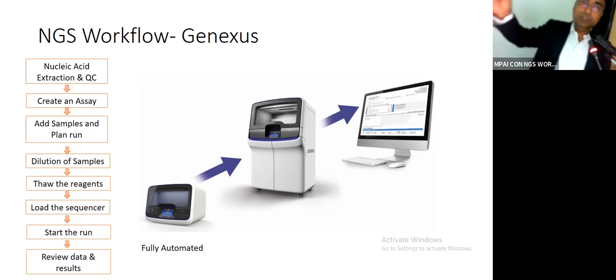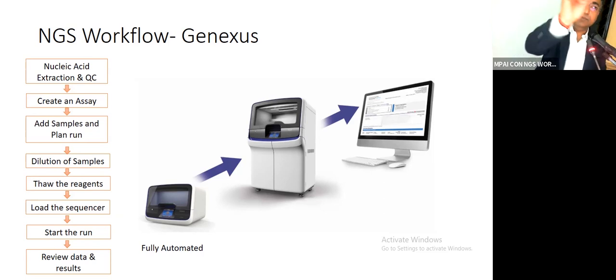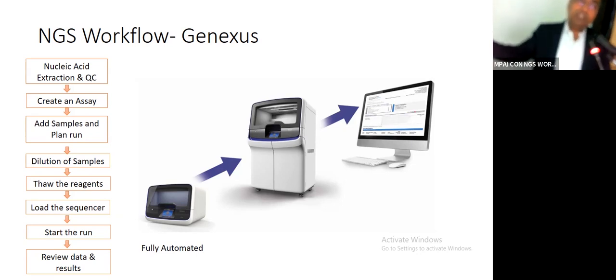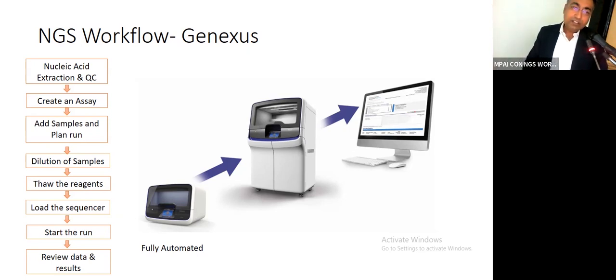So we load those, extract the nucleic acids, and put it into the sequencer. It takes 15 minutes of hands-on time, and 24 hours for this sequencer to prepare the library, sequence it, get the data out, and subsequently you are able to analyze the data. So around 24 to 36 hours, you are able to get that experiment done. So this is how the current Genexus workflow is.